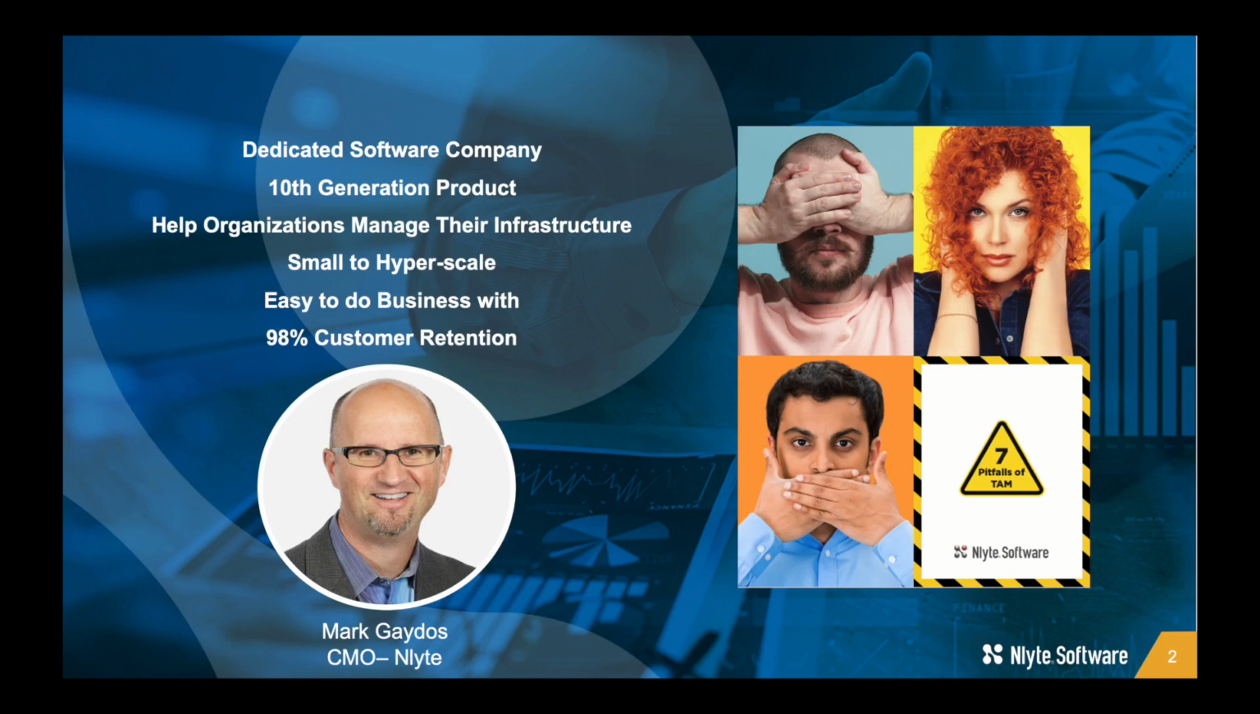First off, who is Enlight Software? We're a dedicated software company. We're on the 10th generation of our technology, and we basically help organizations manage their computing infrastructure. So whether it's in data centers, co-location facilities, or in their own facilities, we help organizations manage that infrastructure. And we have customers from small to hyperscale organizations. We'll show you a few of them on the next slide.